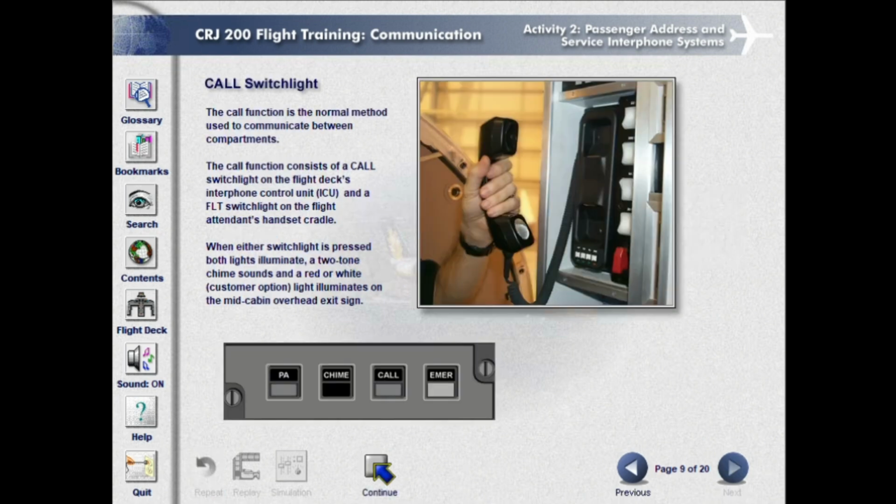Call switch light. The call function is the normal method used to communicate between compartments. The call function consists of a call switch light on the flight deck's interphone control unit, or ICU, and a flight switch light on the flight attendant's handset cradle. When either switch light is pressed, both lights illuminate. A 2-tone chime sounds, and a red or white, customer option, light illuminates on the mid-cabin overhead exit sign.